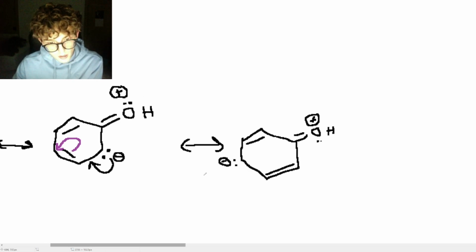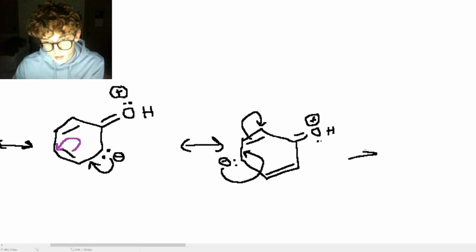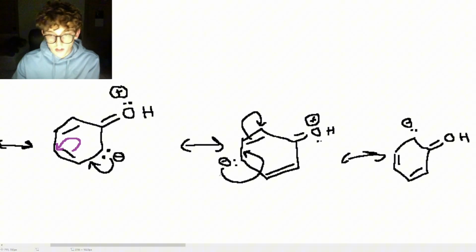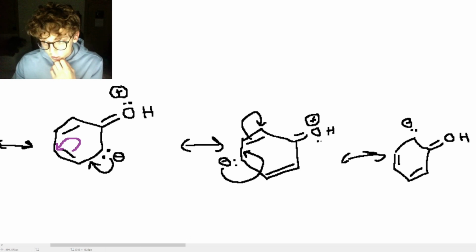All right, and then for our final one, we'll go like this and put a negative charge on the other ortho position, and we get this here. So double bond OH, and we get that negative charge. Very nice. Okay. So you can see the resonance structures here.